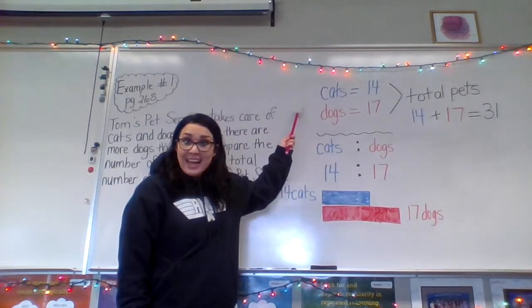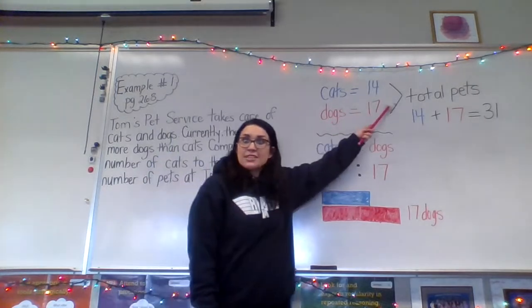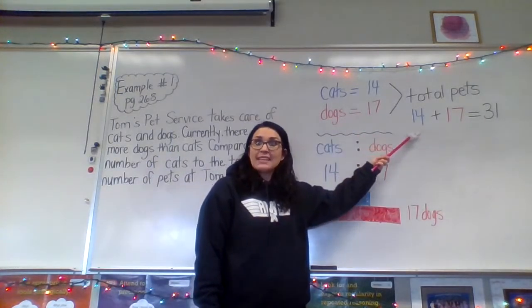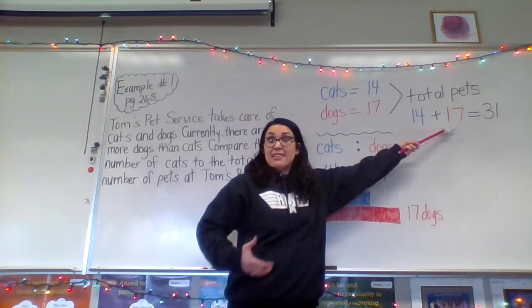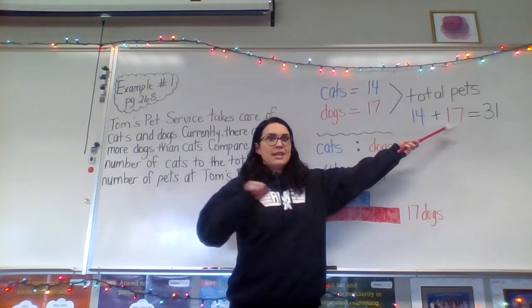So we would add the cats and the dogs, right? In order to get total pets, we would take the 14 cats, add that to the 17 dogs, and our answer would be 31, meaning that he has 31 pets that he's taking care of.